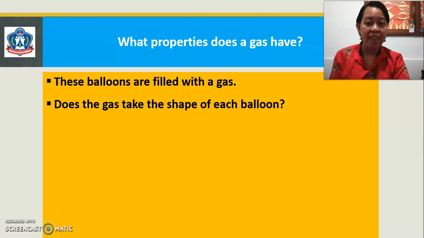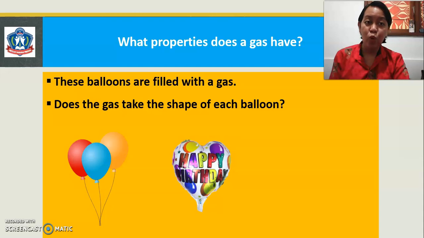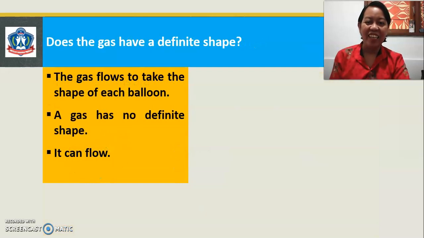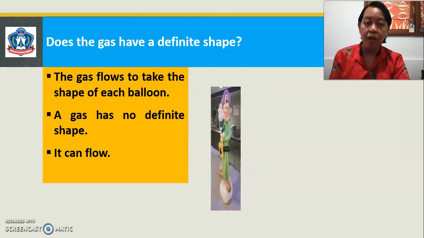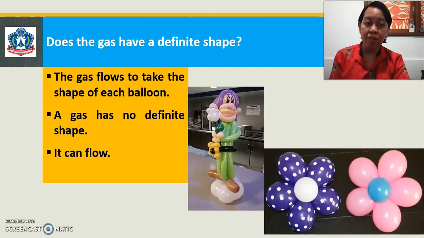What about gas? These balloons are filled with a gas. Let's look at the examples here. Rounded balloons, a heart-shaped balloon, and a star-shaped balloon. Does the gas take the shape of each balloon? Yes. The gas flows to take the shape of each balloon. A gas has no definite shape and it can flow. Here are more examples of balloons. See?